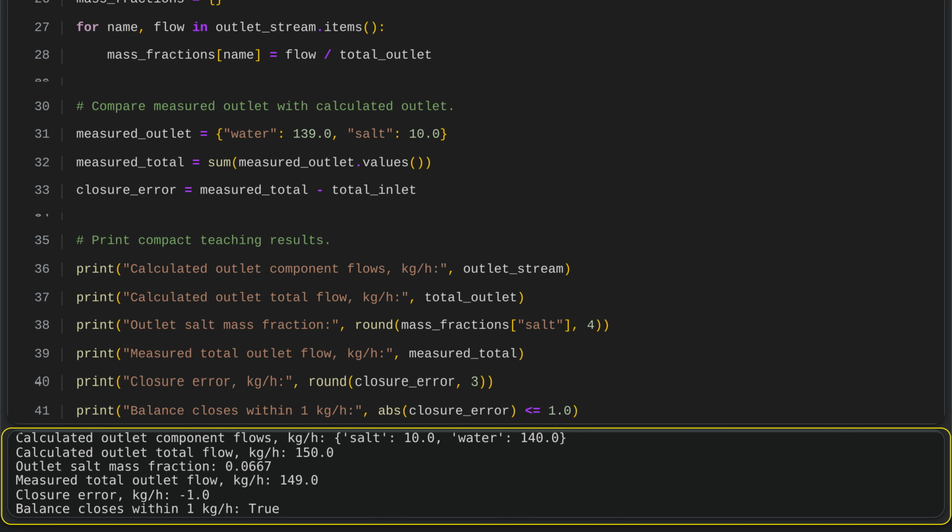This script models a mixer with 2 inlet streams containing water and salt. It adds the component flow rates from both inlets to find the outlet composition, then calculates the total outlet flow and the mass fractions. It compares the calculated total flow with a measured value to find the closure error. If the error is within 1 kilogram per hour, the material balance is considered consistent.